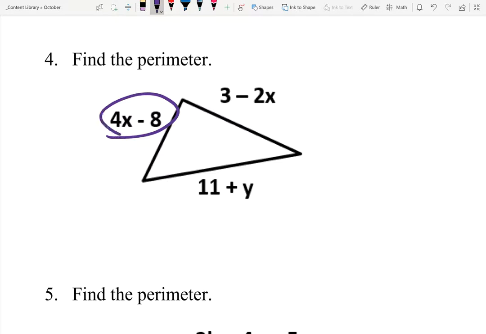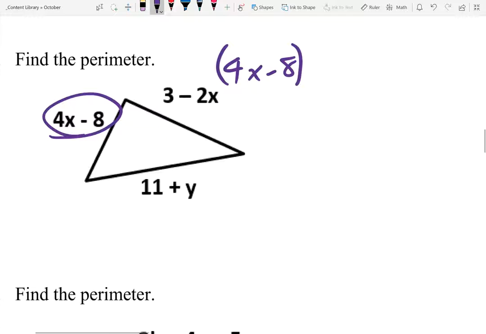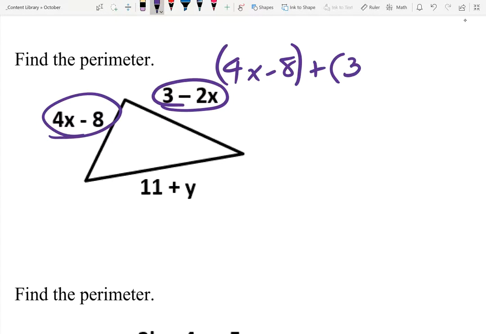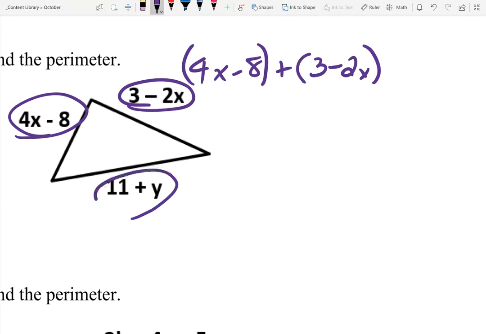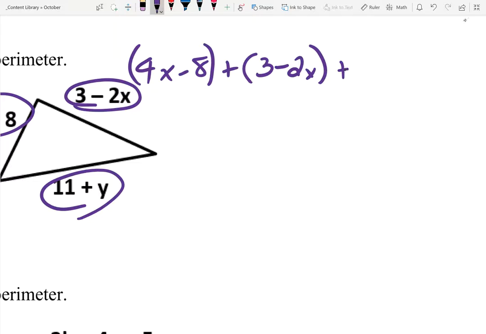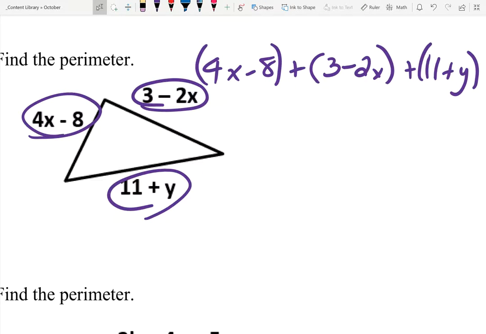I know that we have 4x minus 8. And if we're finding perimeter, we're going to add the other side. So we're going to add the 3 minus 2x to it. And then, because it's the perimeter, it's got to be all the sides, right? We're going to add that last side. So we're going to add 11 plus y. So those are all 3 sides being added together. That's all we do to find the perimeter.